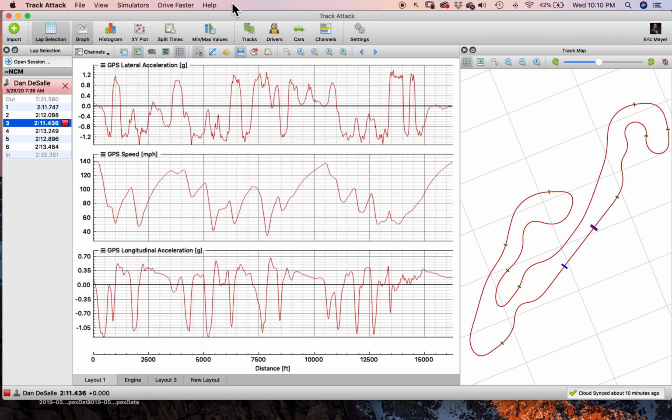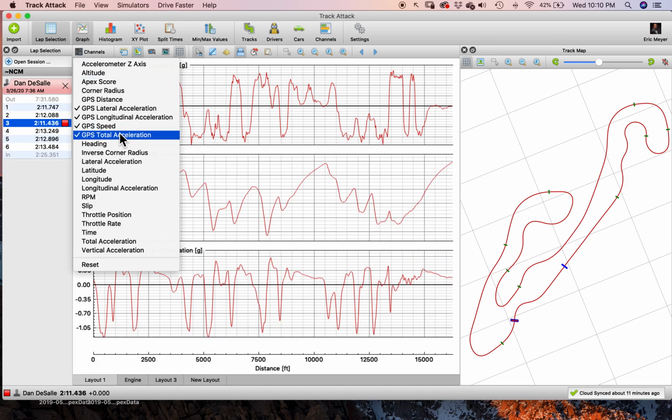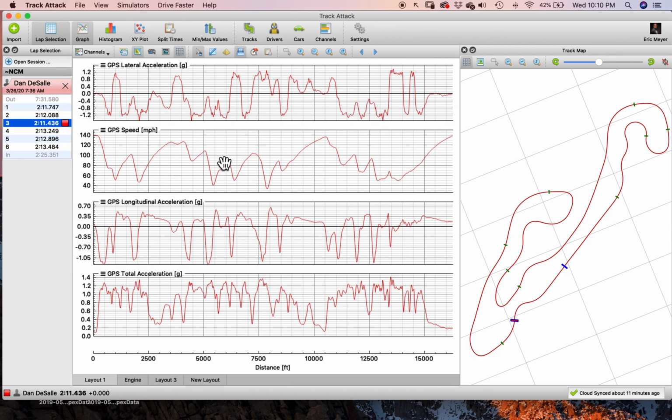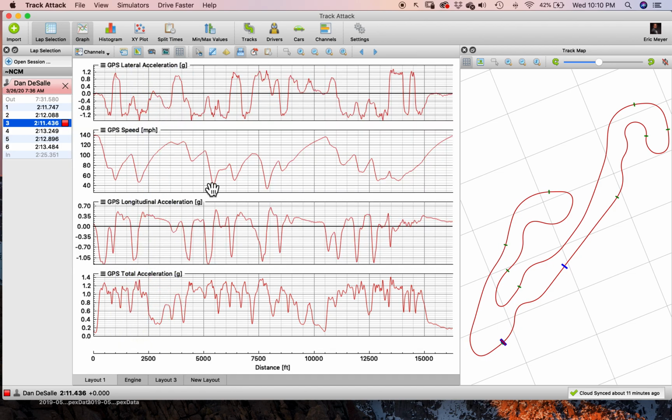So here's what we're going to do. We're going to add this channel right here. It's another GPS generated channel. And then why it's GPS generated, right here. It's this one down on the bottom here.